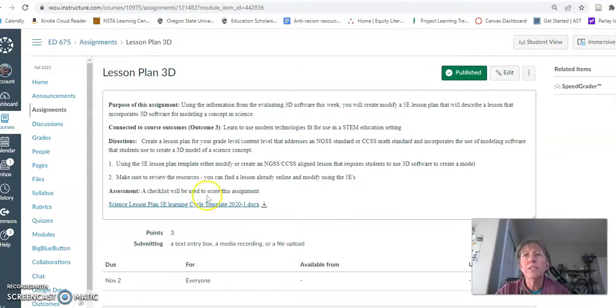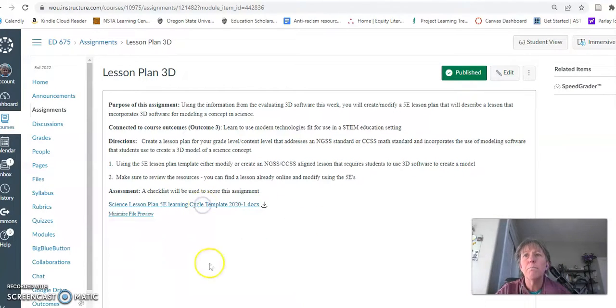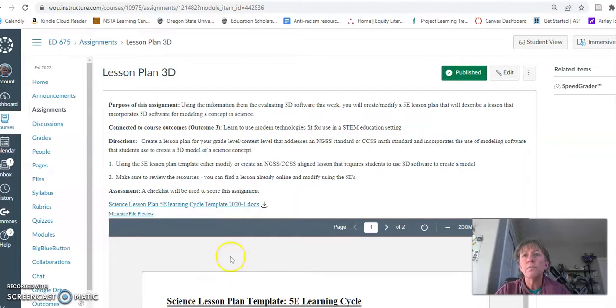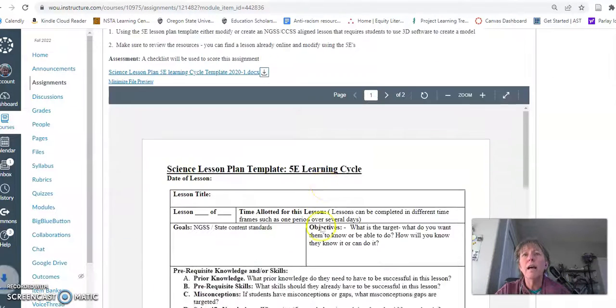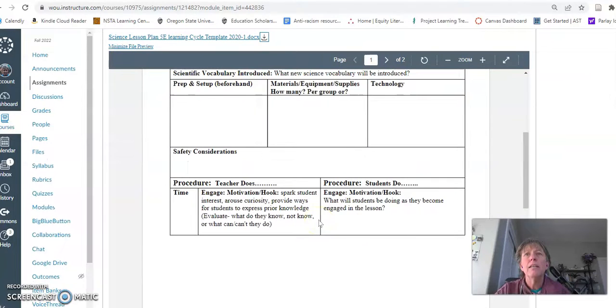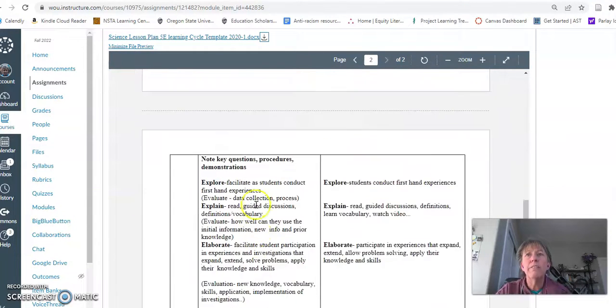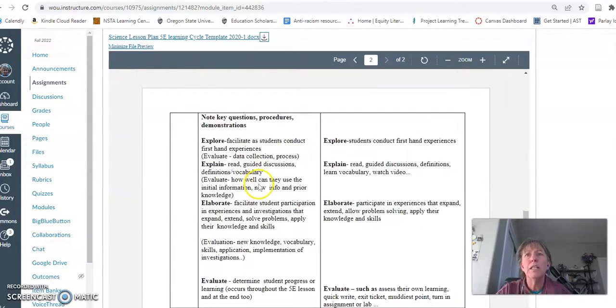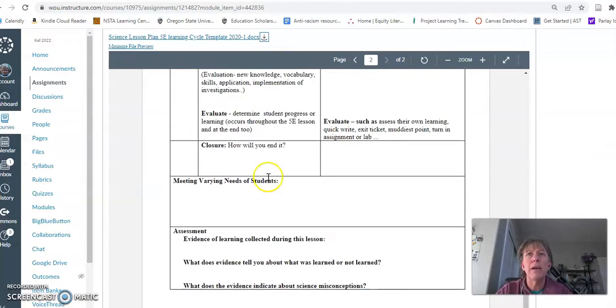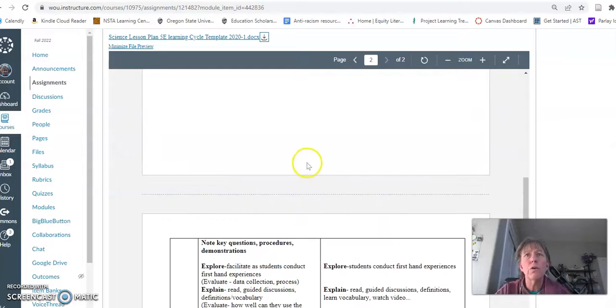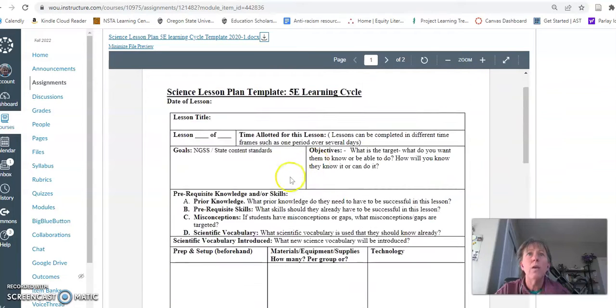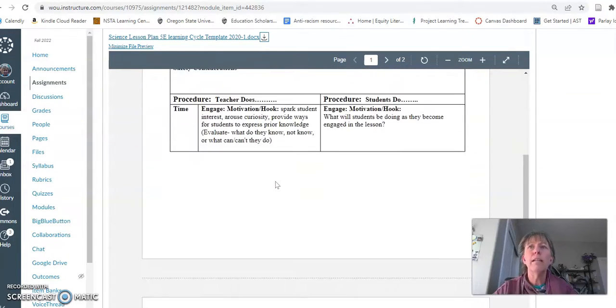In this case, you're going to use the 5E learning cycle template for the lesson plan, and that's linked here. The 5E lesson plan incorporates those 5 E's we've talked about: engaging, exploring, explaining, elaborating, and evaluating, which are really important for science inquiry or any kind of inquiry-based lesson.